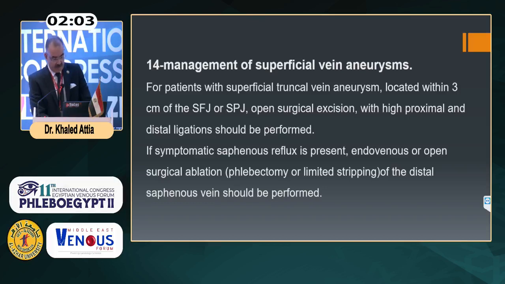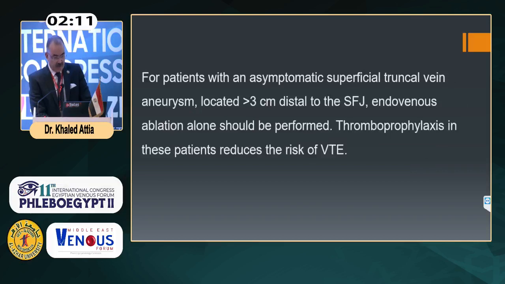If symptomatic saphenous reflux is present, endovenous or open surgical ablation, phlebectomy or limited stripping of the distal saphenous vein should be performed. For patients with an aneurysmal superficial truncal vein aneurysm located more than 3 centimeters distal to the saphenofemoral junction, endovenous ablation alone should be performed.